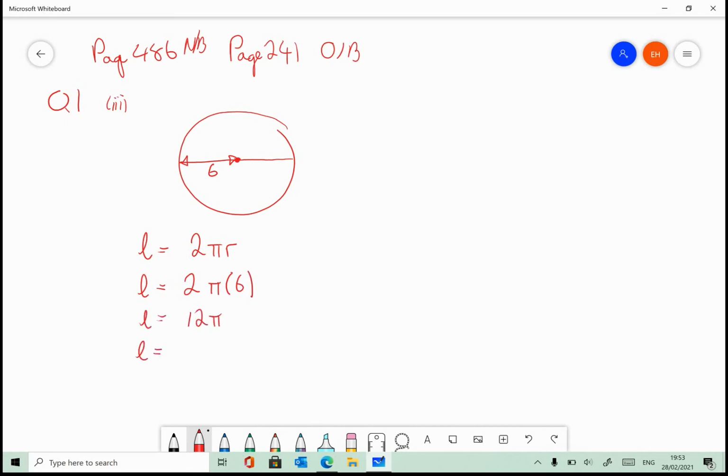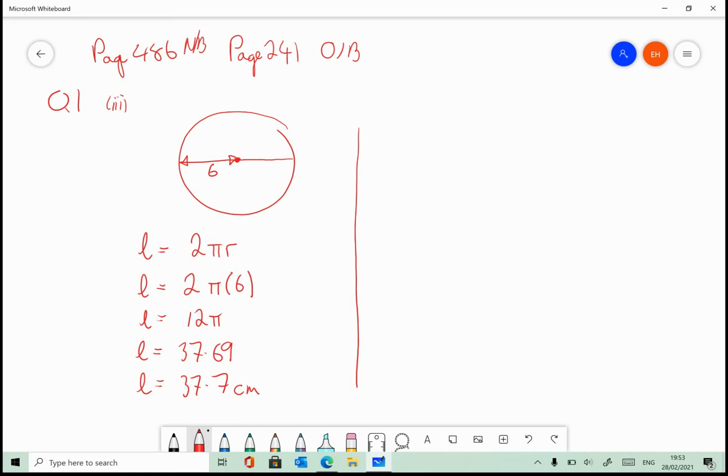L is equal to, so into my calculator I go 12, shift pi, and then I have to hit S-D to turn it into a decimal, and it's 37.69, so L is equal to 37.7, and it's going to be in centimeters. So the circumference of our circle there is 37.7 centimeters.